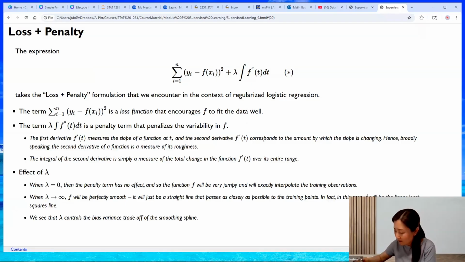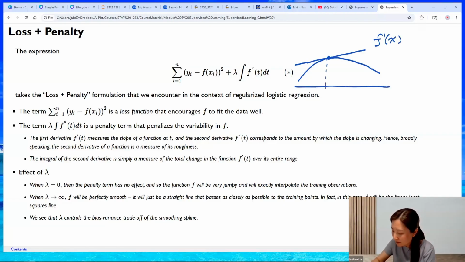So consider, let me draw one. Consider two cases. This one. So consider this point. The first derivative is the slope. That is the first derivative. Let's say this point is x. Okay. First derivative. Now, how about the second derivative?